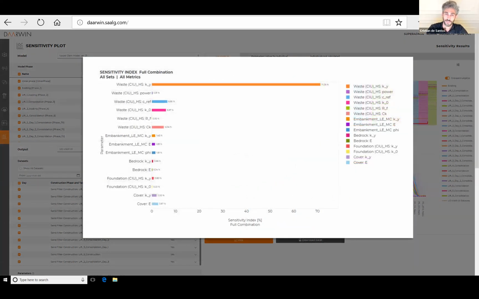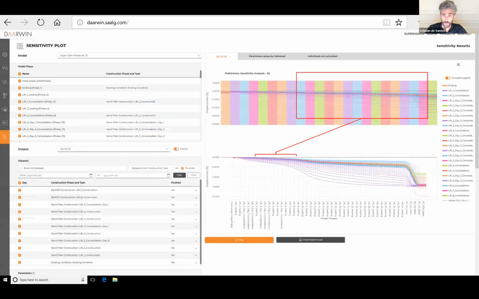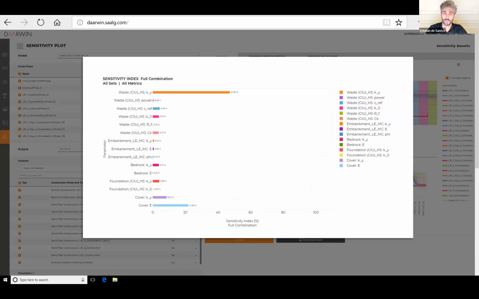As you can see here in the plot, the orange bar is showing permeability of this particular material was the most influential, with 70% of the influence. Also, we did the same for settlements. So here it was a combined influence between permeability, because it was a consolidation analysis, and stiffness. That's why now you can see that the influence is shared between the orange bar and the blue line on the bottom. Then we decided to calibrate permeability and stiffness of different materials in the model.